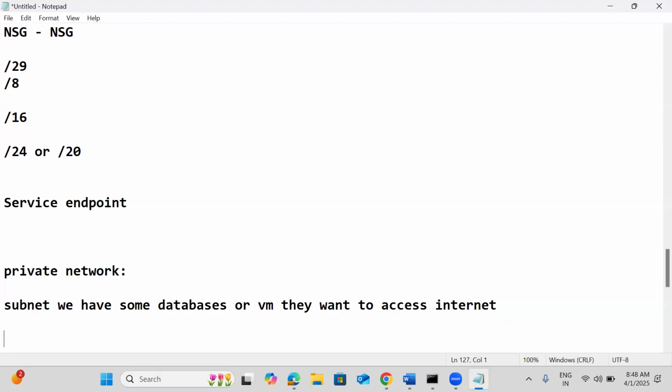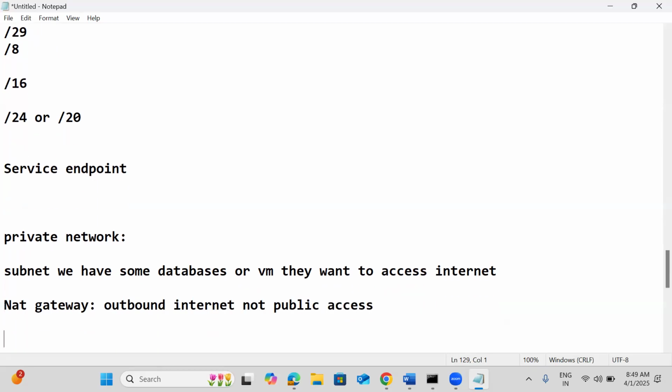Then the solution we have is NAT gateway. What NAT gateway will do is, it is going to provide outbound internet, not public access. Can you tell me what NAT gateway is doing? It provides internet for the private network resources, for the private subnets. Okay.